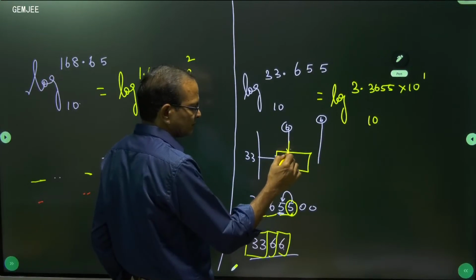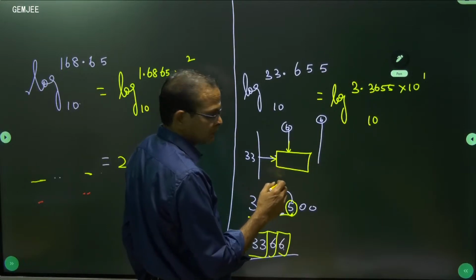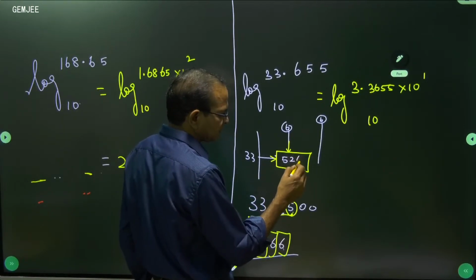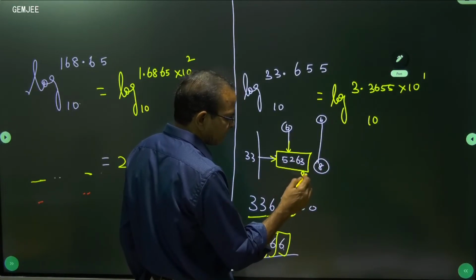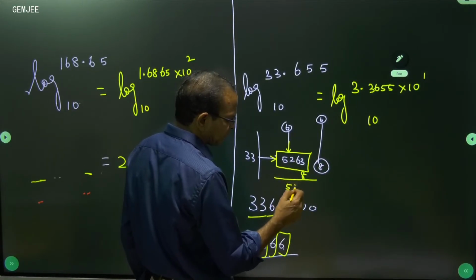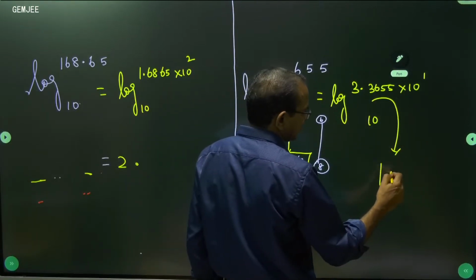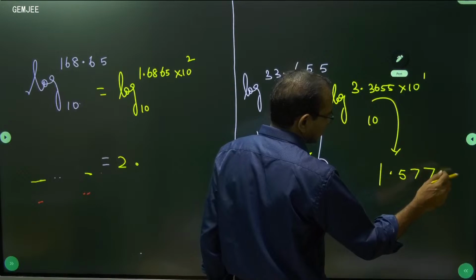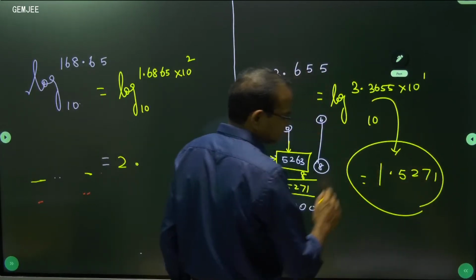இல்லை, எனக்கு தனித்தனியாக சொல்லுங்கள், ஏன்னா மற்றவங்களுக்கு புரியணும்ல. 5263, மீன் டிஃபரன்ஸ் எவ்வளோமா 8. This 8 is to be added here. அப்போ 5271. அப்போ உனக்கு இந்த ஆன்சர் வந்துட்டு. 1.5271. 5271 is the answer.